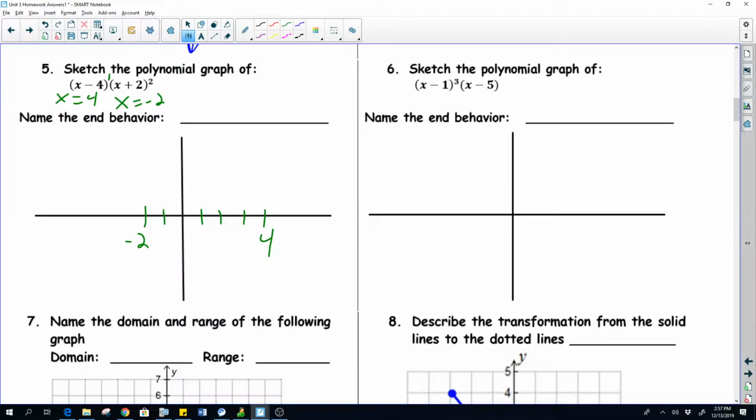And then what you have to do is decide the end behavior. Well, how many x's do we have? We have x to the first power and x squared. So x to the first times x squared is x to the third power. So this is going to be a cubic. Awesome. And so cubic is John Travolta, remember?